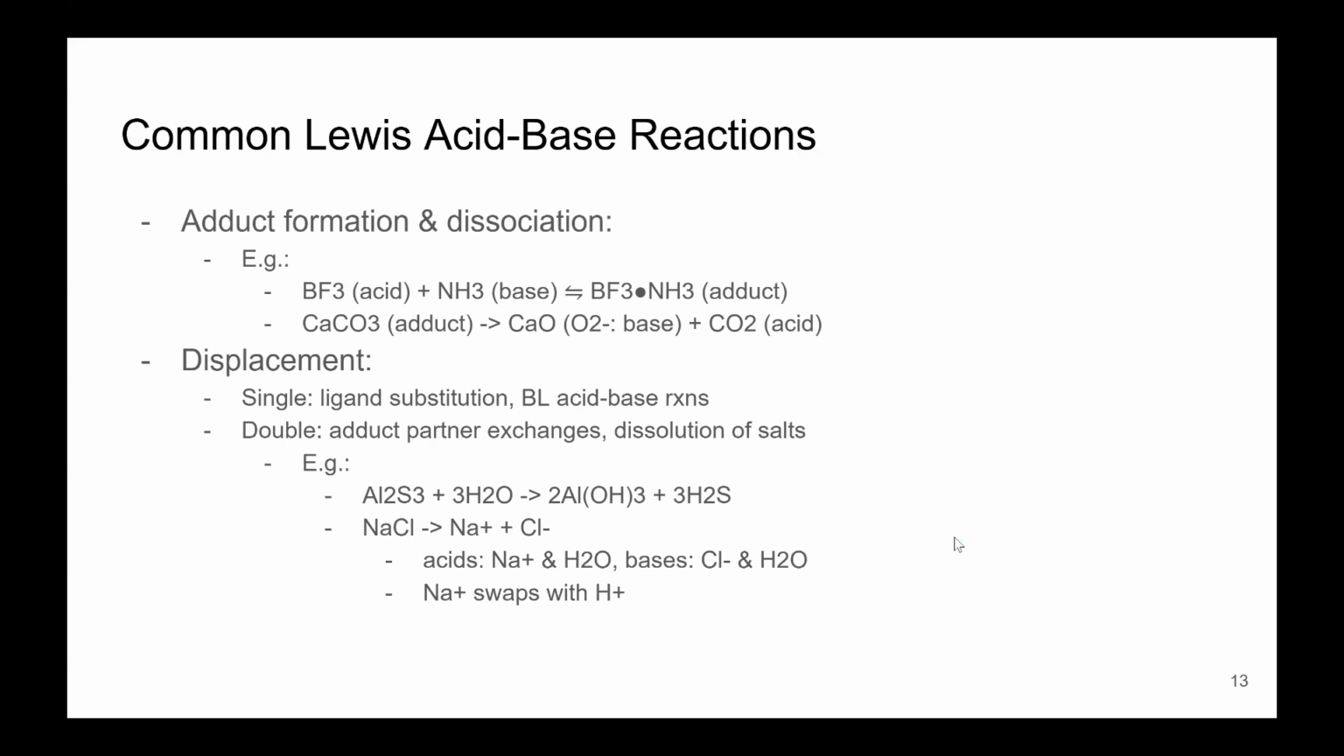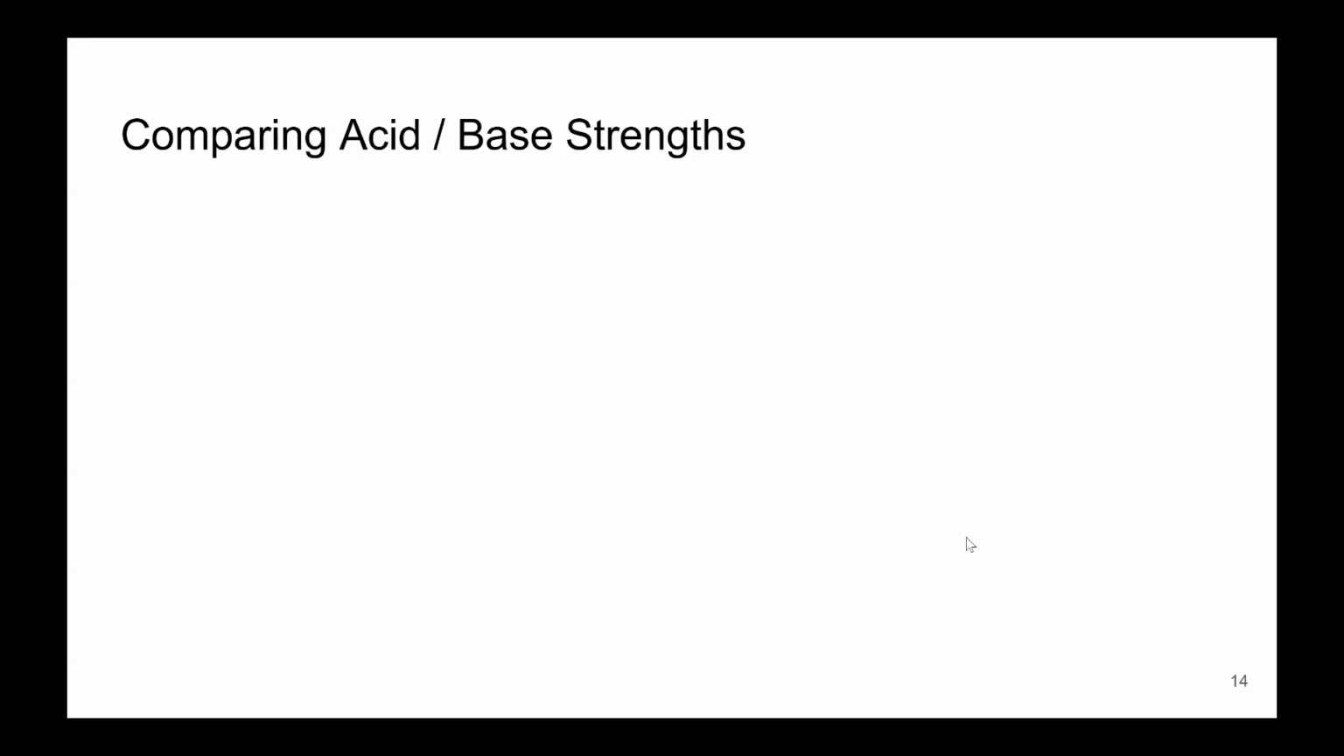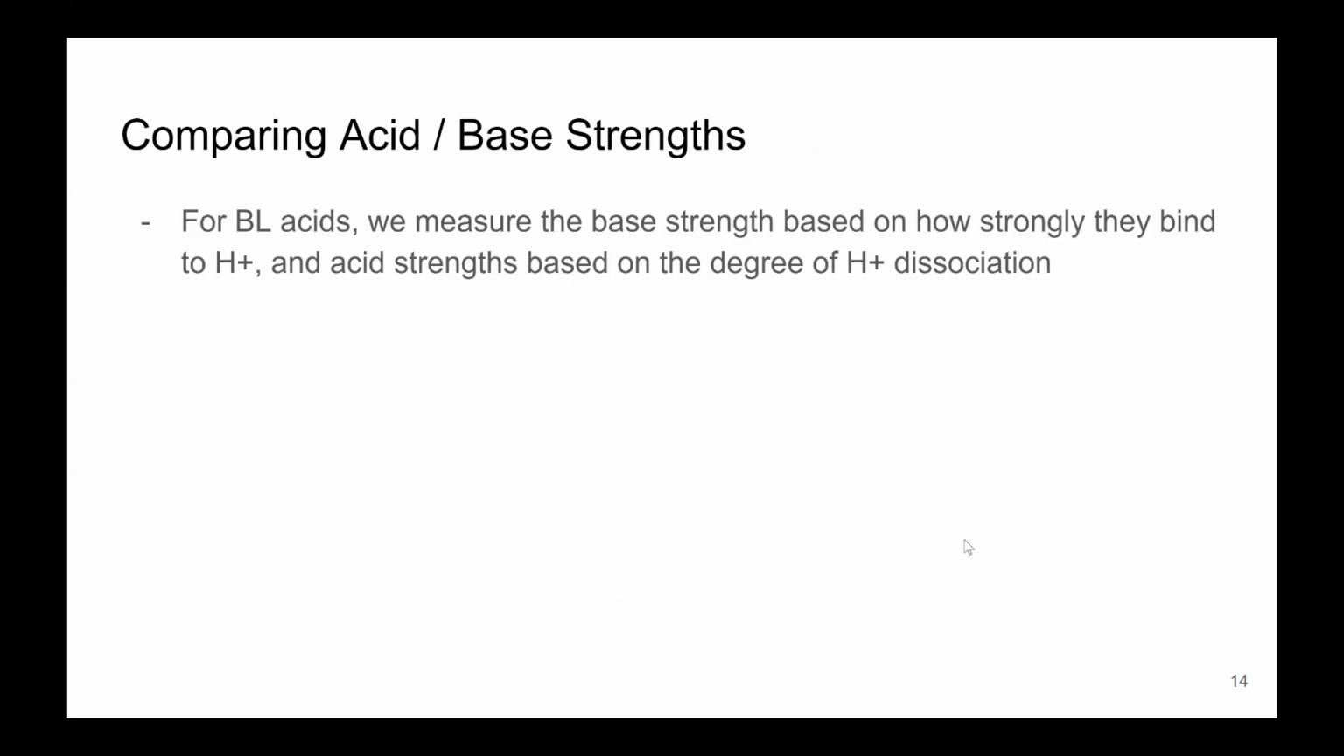So yeah, an easier way to view this is just the Na plus swaps place with the H plus in water. Under the Lewis definition, we can also compare acid and base strength. For Brønsted bases, we measure the base strength based on how strongly they bind to H plus, and acid strength based on the degree of H plus dissociation. So under the Brønsted theory, it's very clear cut.